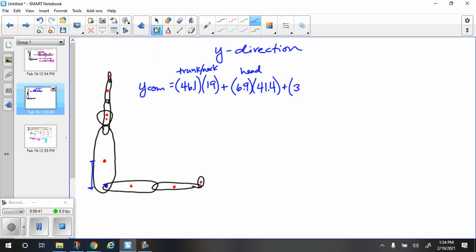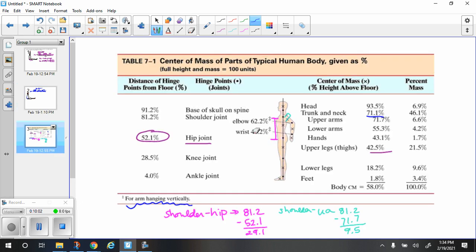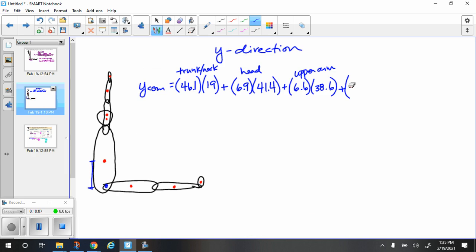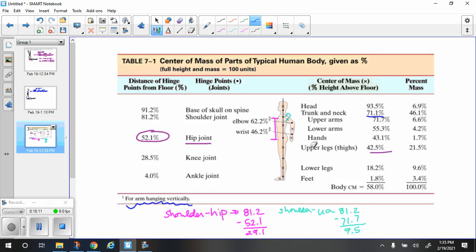Oops, I forgot my mass. My mass is 6.6. And then my position is 38.6. That's for the upper arm. All right, now let's do lower arm. Let's get the mass first. So our mass of the lower arm is 4.2. And then we multiply the position.